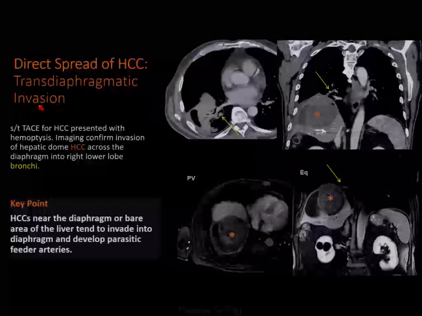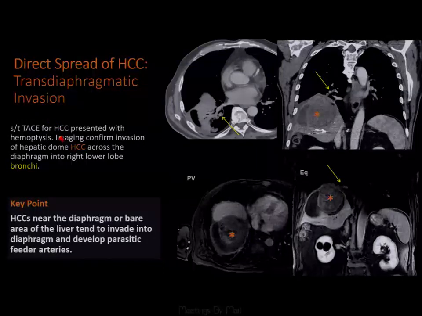Direct extension into the diaphragm usually is problematic when they're treating these patients with TACE, and usually they develop parasitic feeder arteries from the diaphragm, and usually the recurrent tumor is located very close to the diaphragm, close to the bare area of the liver, and you have to be careful. In our institution, usually the chest is read by somebody else.